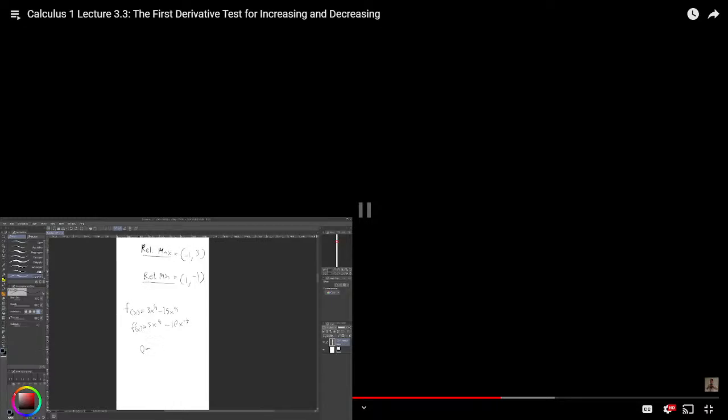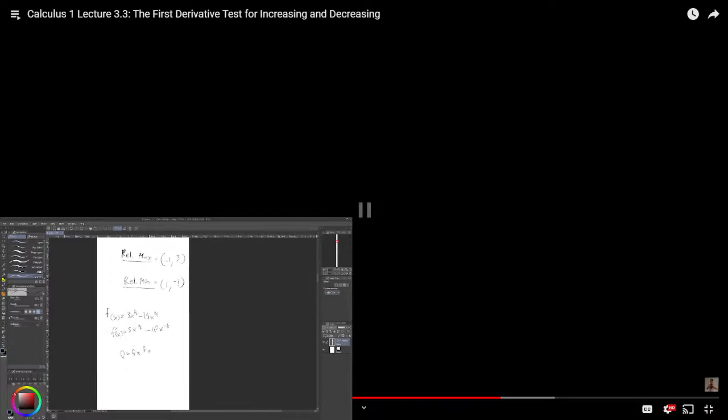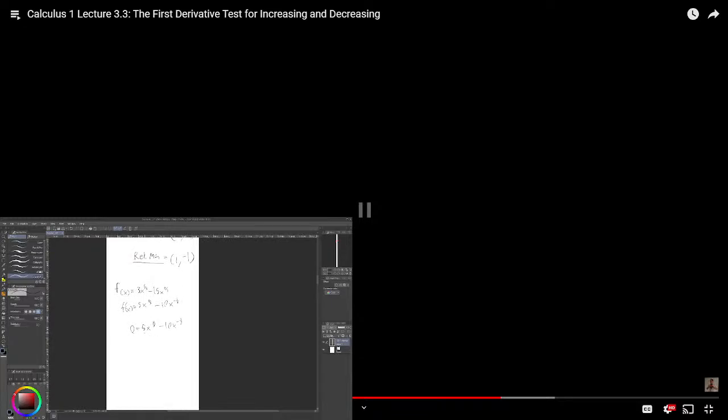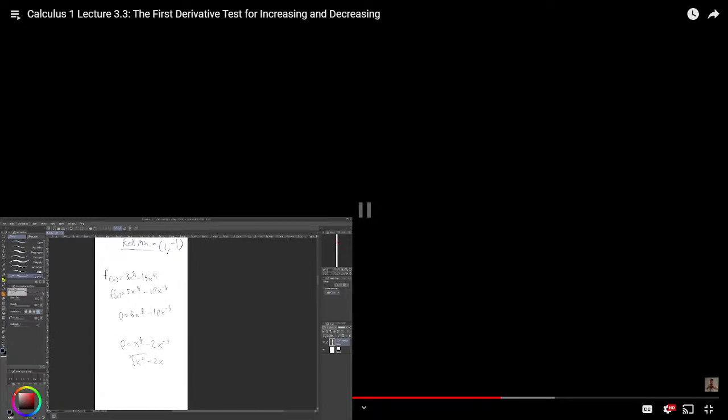It said set equal to 0. Find the slopes of 0, I guess, because they're not extrema yet. Factor out a 5. This is annoying.